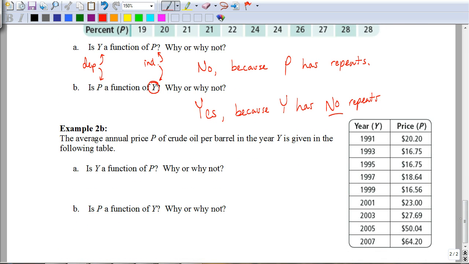So why don't you guys take a second to look at this example. So why don't you hit pause and then we'll talk about it when you're finished.